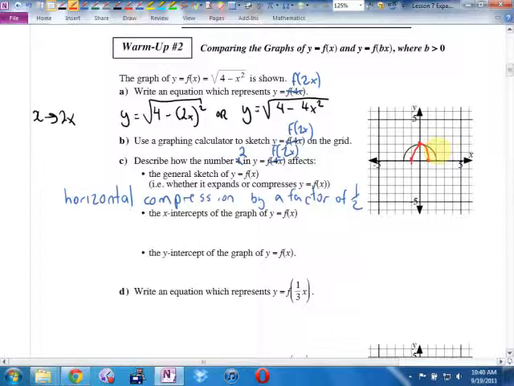Now you got me yawning. What happened to the y-intercept? Well, the y-intercept this time was invariant. Why? Because if you're a y-intercept, what's your x-coordinate? 0. And if you stretch 0, it's still 0. What happened to the x-intercepts, though? Did they stay where they were? No. Jessica, you know what happened to them? They underwent a horizontal compression by a factor of 1/2.